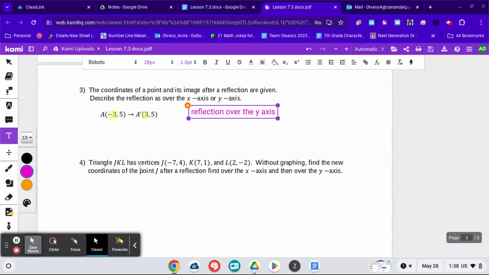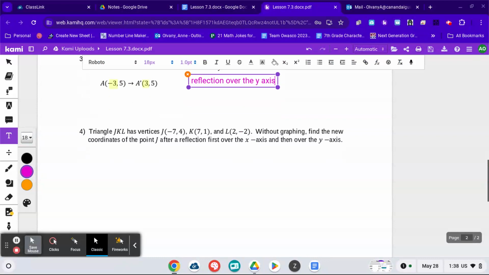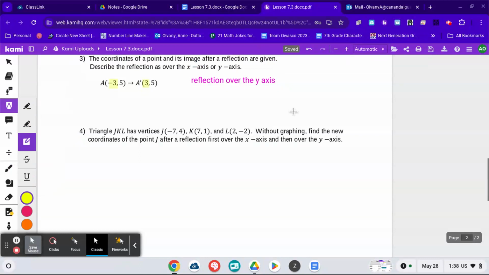Okay. Triangle JKL has these 3 vertices, without graphing. So they don't always want you to be able to draw a graph and count to where your line of reflection is. They want you to know the rule. Find the new coordinates of point J after reflection first over the x-axis and then over the y. So even though they gave you 3 points, they're only focused on one. So let's write the rule first.